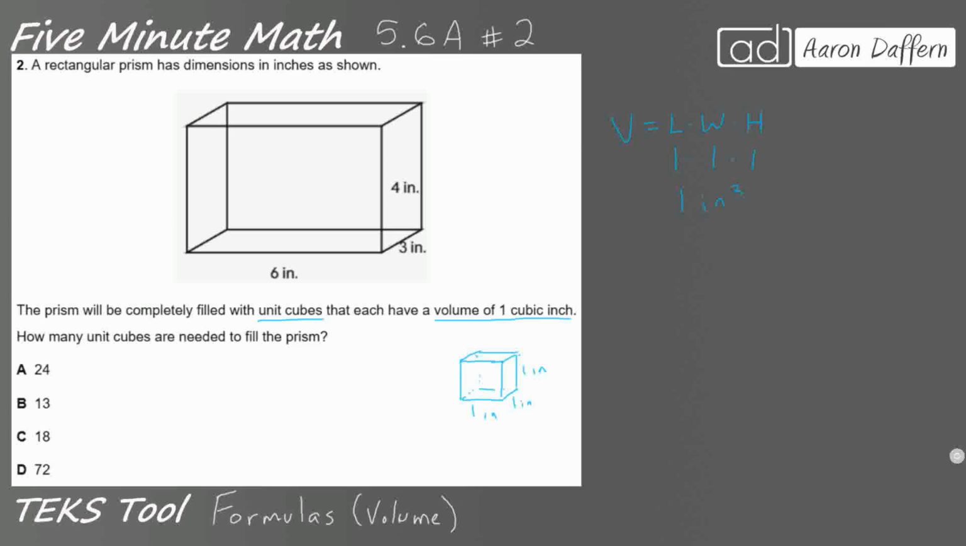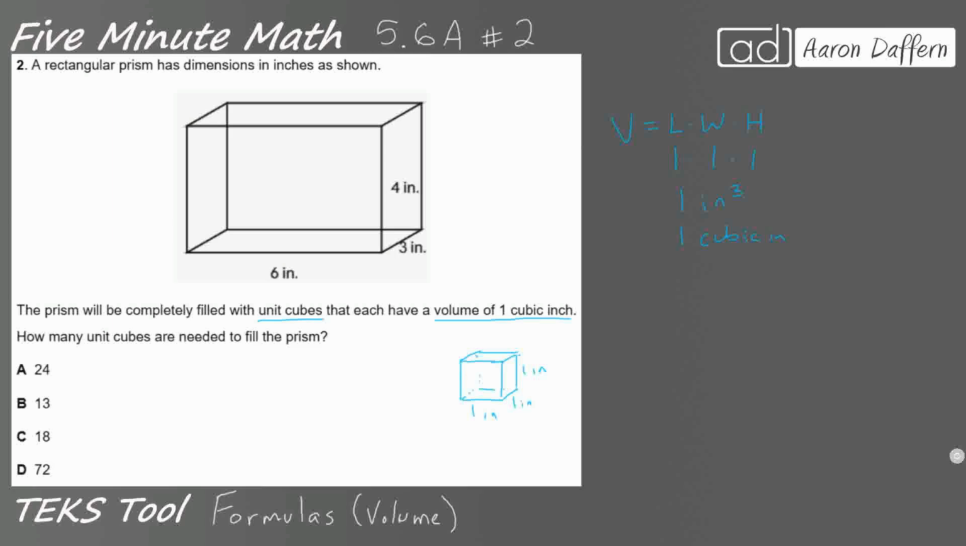But not just 1 inch. Our unit is going to be 1 inch cubed. That 3 means cubed. Or we can write it like this, cubic inch. They are both going to be correct. So that means that we have a cube that is all dimensions of 1 inch on each side. How many of those does it take to fill up this entire rectangular prism here?